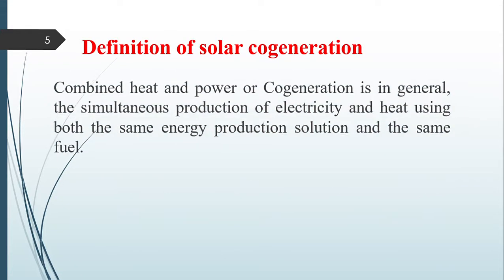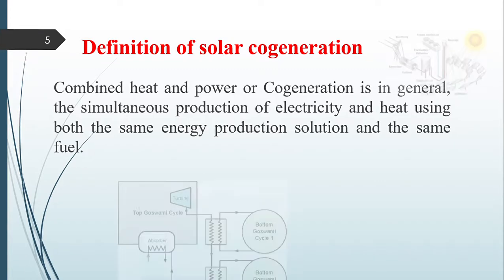Now we move to the definition of solar cogeneration. Combined heat and power, or in general, cogeneration is the simultaneous production of electricity and heat using both the same energy production solution and the same fuel.